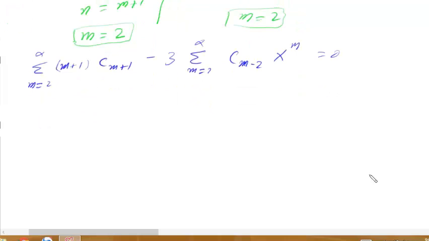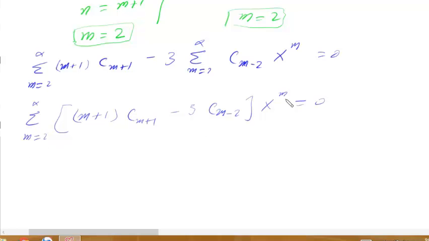Then the summation from m = 2 to infinity, we take common: this is (m + 1)cₘ₊₁ minus 3cₘ₋₂, and xᵐ is also common.